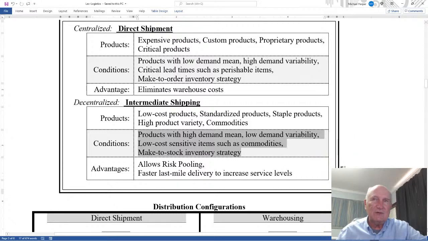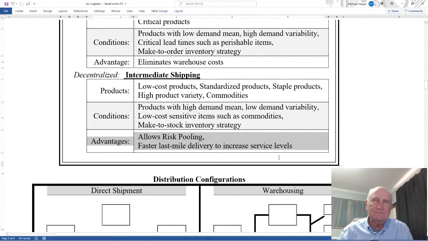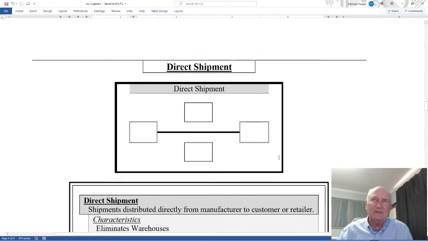Okay, advantages: it allows risk pooling downstream, and also faster last mile delivery to increase service levels. That's where the service levels are increased, because it's the last mile. It's a very short lead time, therefore you have increased service levels, and also they can be more focused on downstream deliveries. Okay, so let's start looking at each one of these individually.